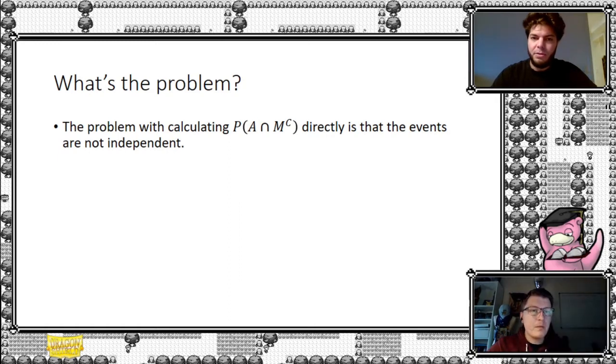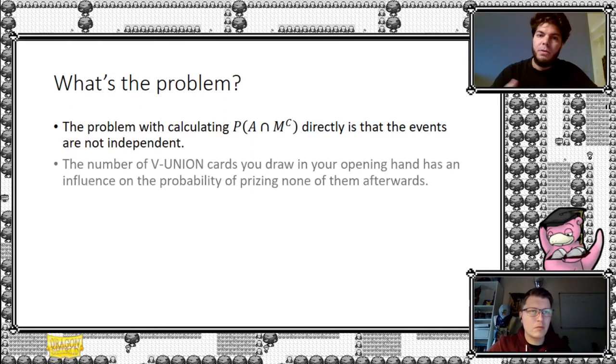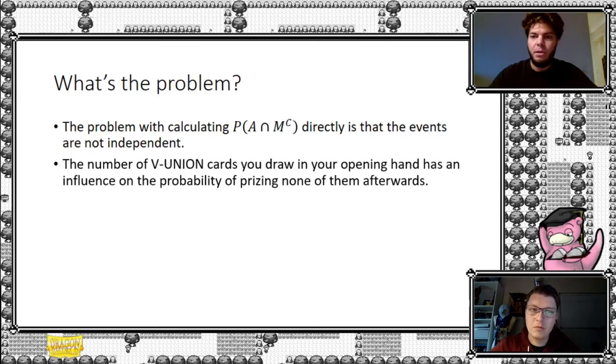And these 2 events were not independent to begin with, because the number of V-Union cards you draw into your opening hand has an influence on the probability of prizing none of them afterwards. For example, if you draw all 4 of your V-Union cards into your opening hand, you're guaranteed to prize 0 of them afterwards. But if you draw 0 into your opening hand, there's a higher probability of one of them ending up in your prizes. Seems good to me. Seems correct to me.